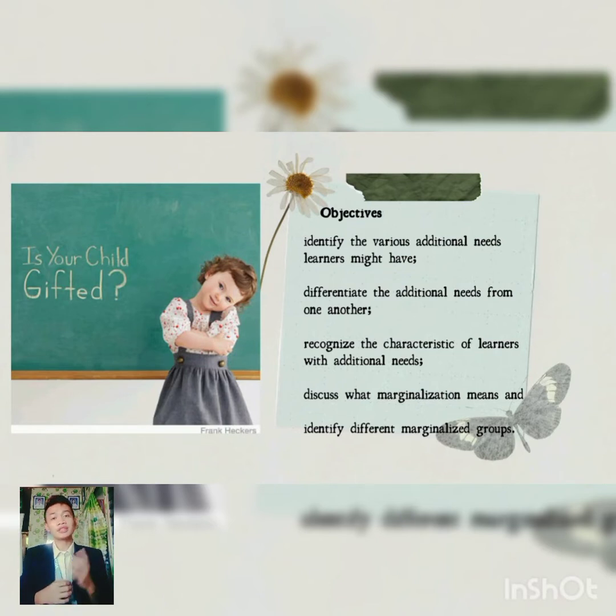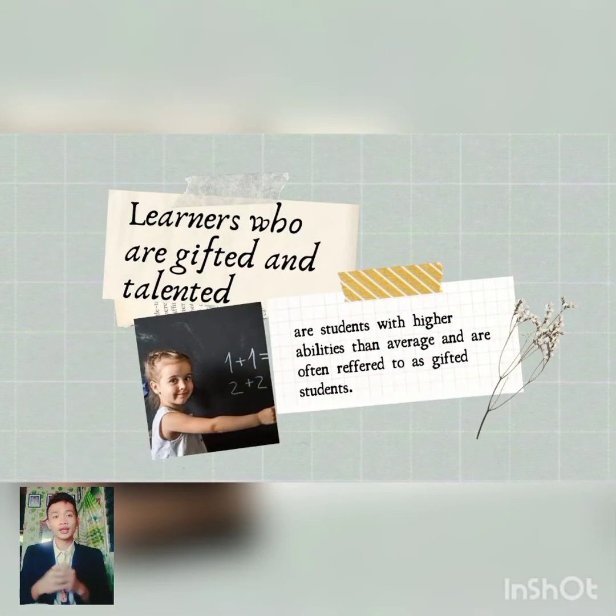So at the end of this topic, the students are able to identify the various additional needs learners might have. Second, differentiate the educational needs from one another. The third one is to recognize the characteristics of learners with additional needs and discuss what marginalization means. And lastly, to identify the different marginalized groups. First, I am going to discuss the learners who are gifted and talented.